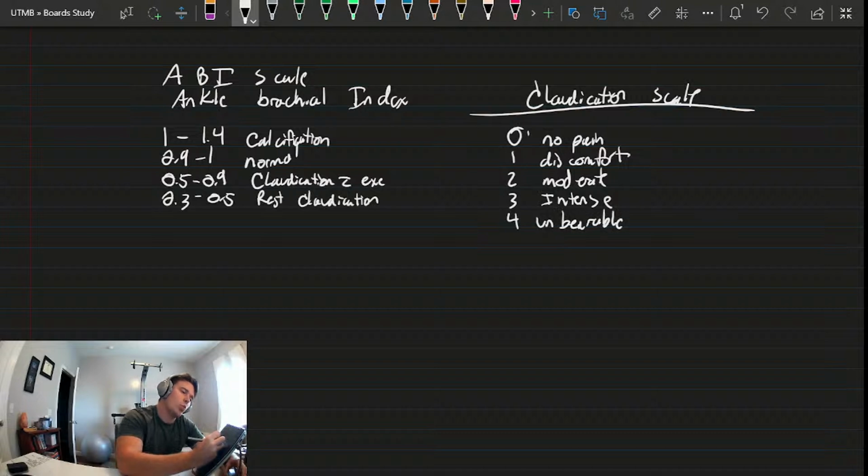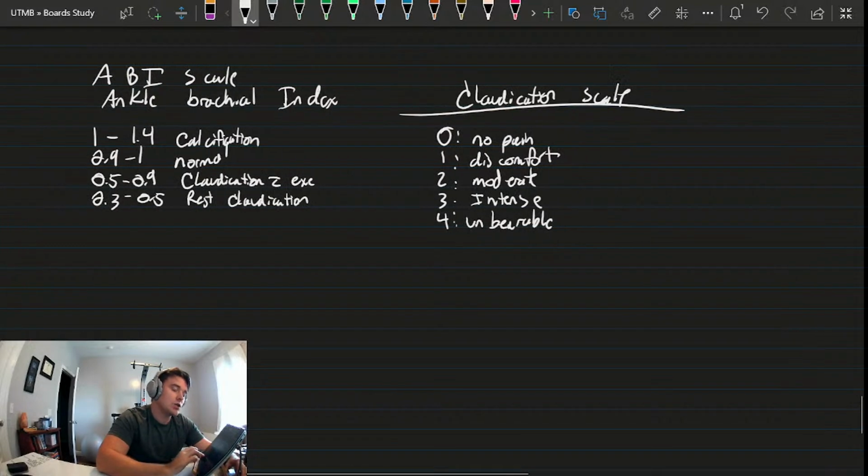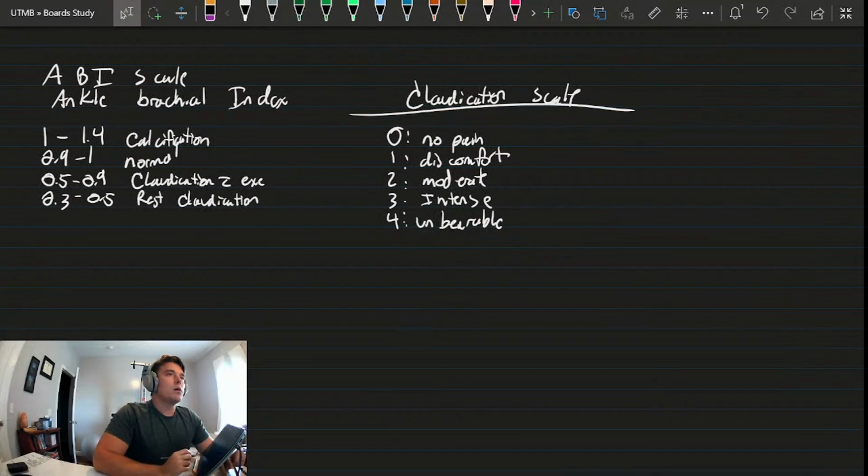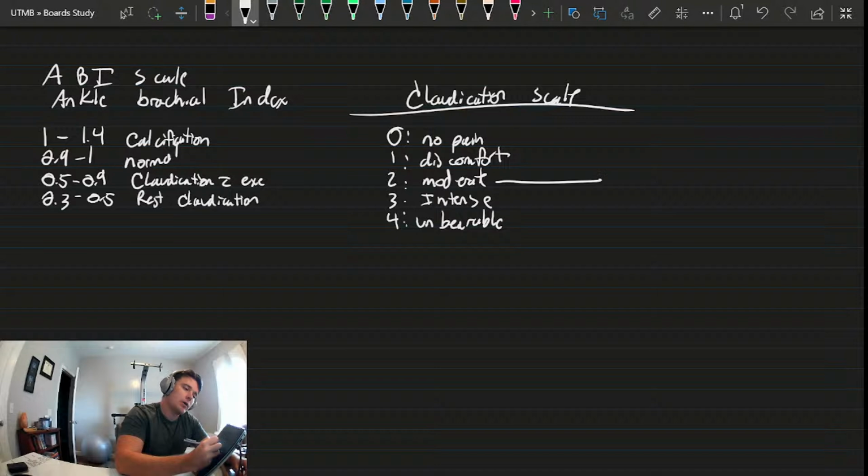I think I've seen this once, maybe twice, on one of the practice tests, where a patient is complaining of mild discomfort with walking on a treadmill after 4 minutes. What are you supposed to do? So right here, moderate or a 2, this is your golden number. This is where you want it to be, as a 2 or moderate. You want to stay right here.